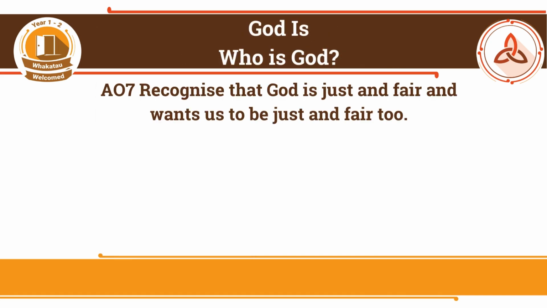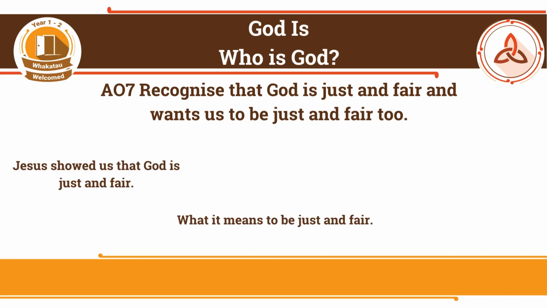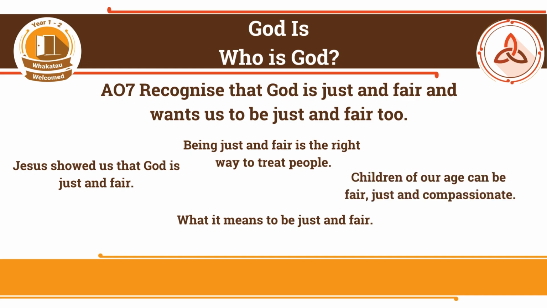AO7, recognise that God is just and fair and wants us to be just and fair too. Children will explore that Jesus showed us that God is just and fair, what it means to be just and fair, being just and fair is the right way to treat people, and how children of our age can be fair, just, and compassionate.